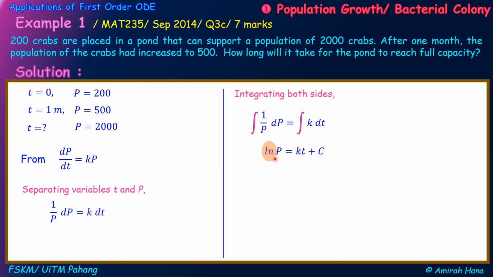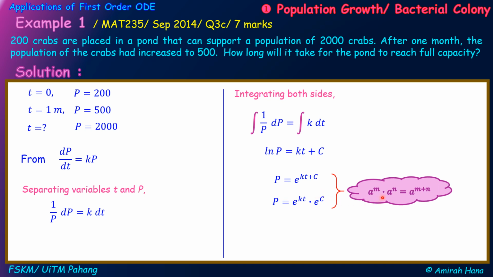And then after that, we need to write population as a subject. So that means we need to move ln to the right hand side. When we move ln to the right hand side, it becomes population as a subject equals e, where e is Euler's number, to the power of kt plus c. And from here, we can separate, so we can write P equals e to the power of kt times e to the power of c.